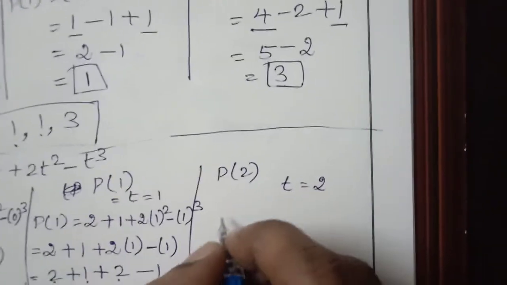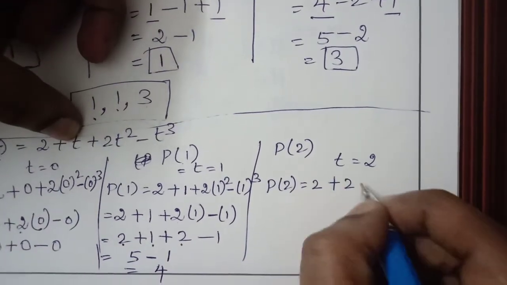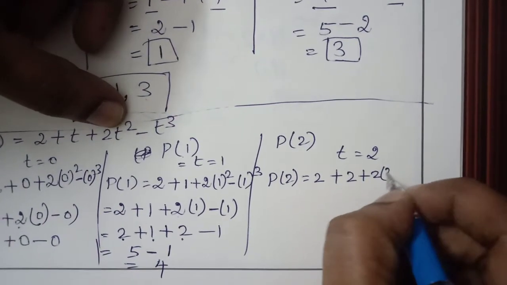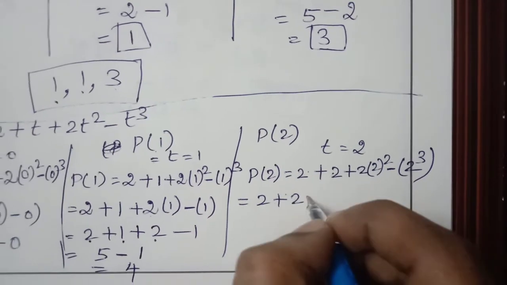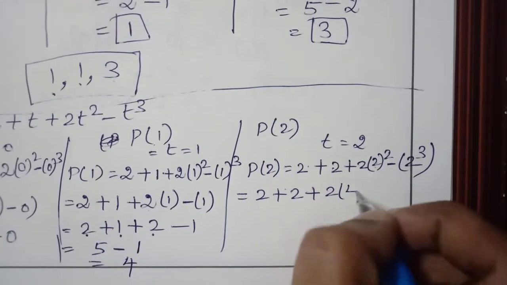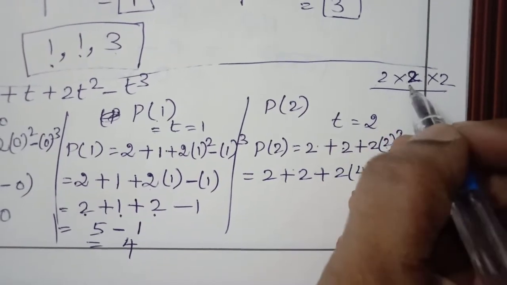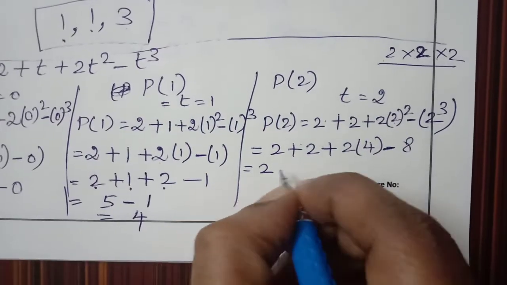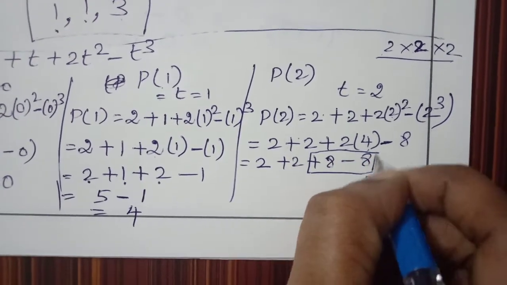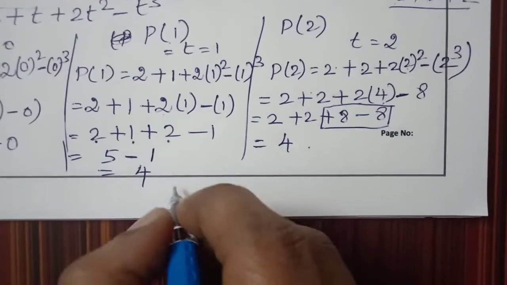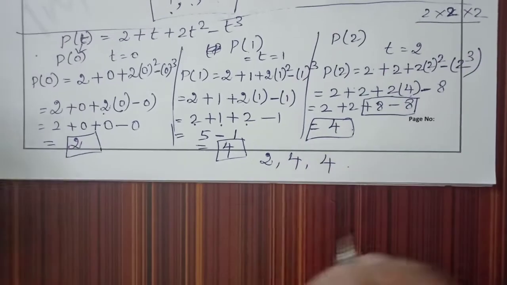And here t is equal to 2. So the equation what we have is P of 2 is equal to 2 plus t, and t is 2, plus 2 t square minus t cube. Okay, here 2 plus 2, plus 2 into 2 into 2 is 4, minus this is cube. Cube means 2 into 2, 2 into 2, 3 2s. 2 into 2, 4, 4 into 2, 8, minus 8. So it is 2 plus 2 plus 2 into 4 is 8, minus 8. So obviously plus 8 and minus 8 will get cancelled. So it is 4. So therefore the answer is 2, 4, 4.